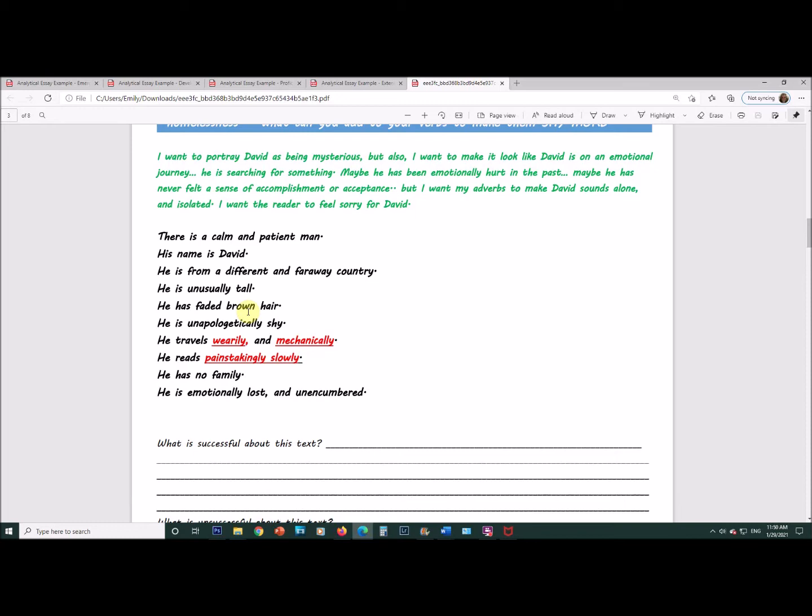So by adding in that he reads painstakingly slowly, I'm trying to make it look like maybe he's not that good of a reader. If I said he reads incredibly quickly, there's nothing wrong with that. But now I'm going to have a different picture in my mind of who this David guy is.